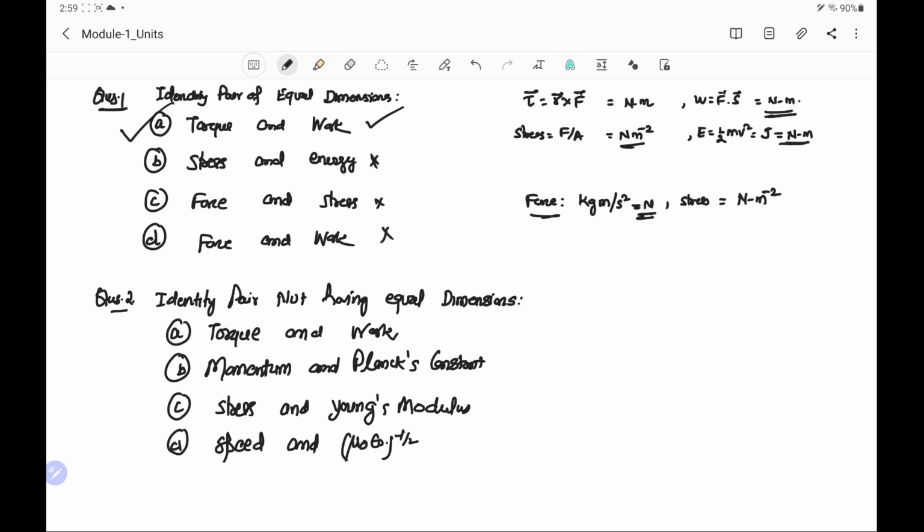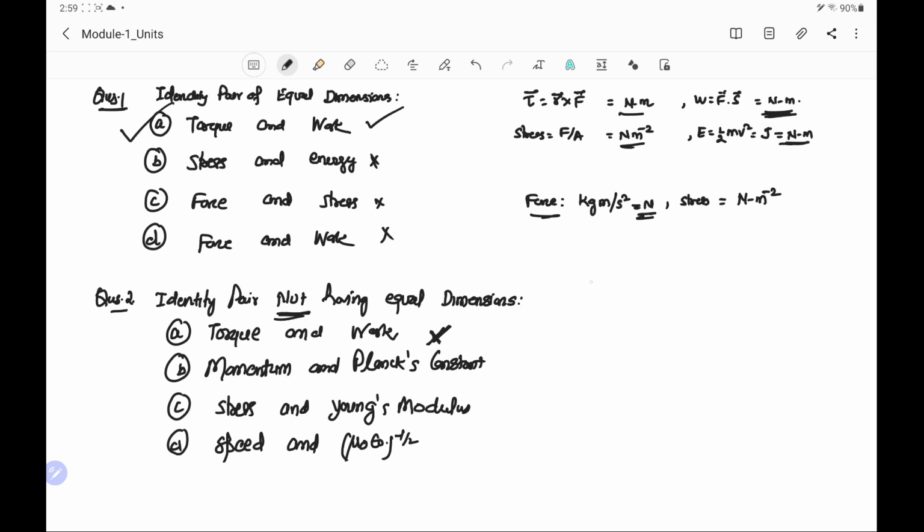Second question is to identify the pair not having equal dimensions. Now it is opposite to question number 1. Torque and work: we have already said torque is Newton meter, work is Newton meter. So these are equal. So as per the given question, this is the wrong answer.